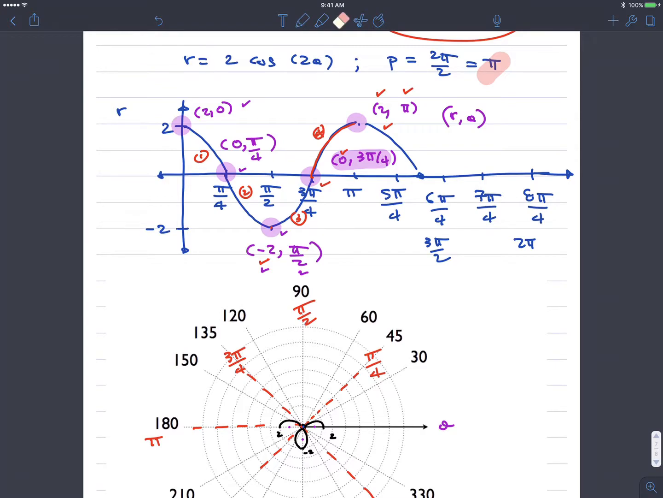Actually, go out here. I think I missed something. Yeah, so I'm going out to here, 5 pi over 4. Actually, I had it right. Undo.